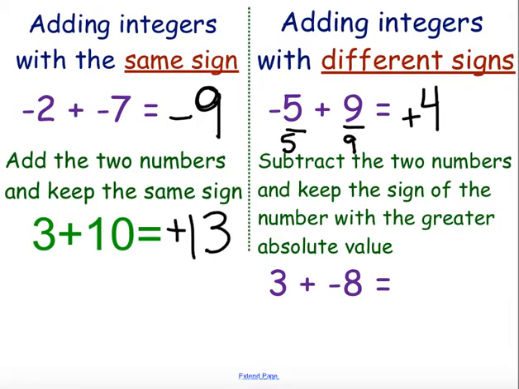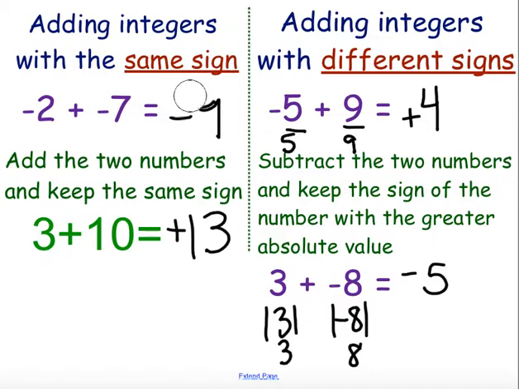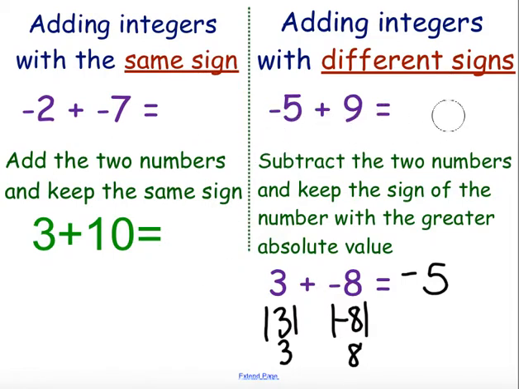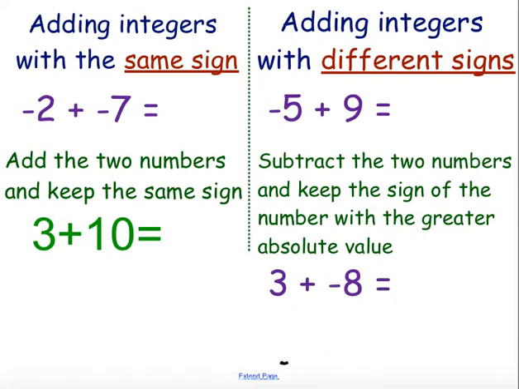With our 3 plus negative 8, we can say 8 minus 3 is 5, but which one has the bigger absolute value? Well, the absolute value of 3 is 3, and the absolute value of negative 8 is 8. So that negative 8 has a greater absolute value, so we keep the negative sign. Okay, this is one way to think about adding integers. All right, same sign, we add and keep the sign. Different signs, we subtract and keep the sign of the greater absolute value.